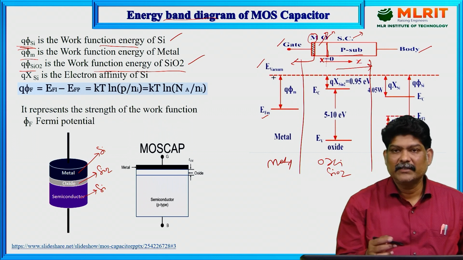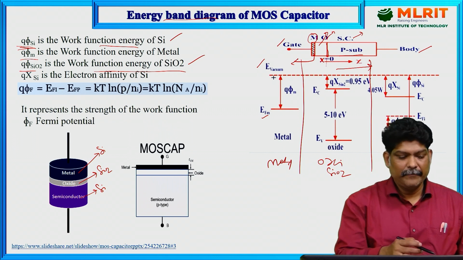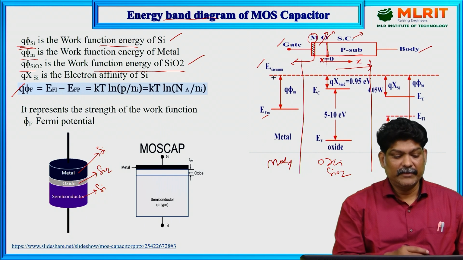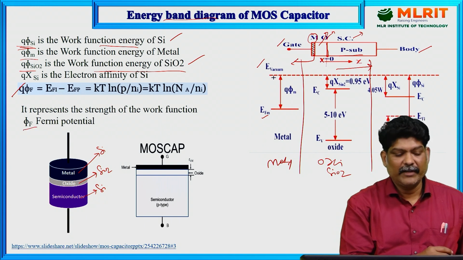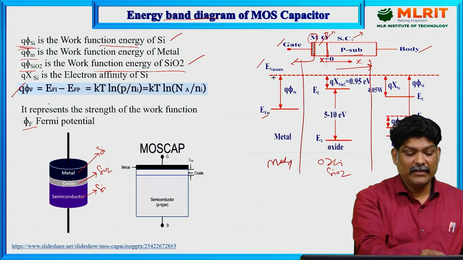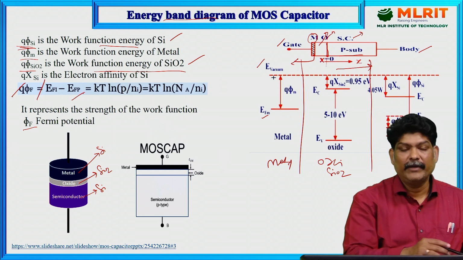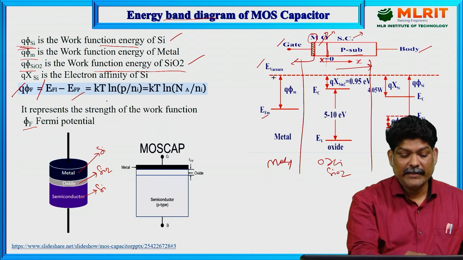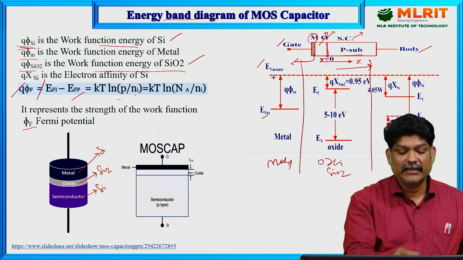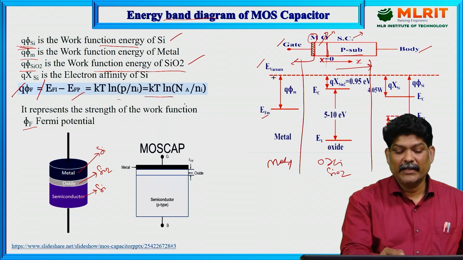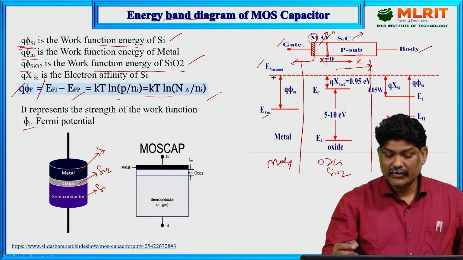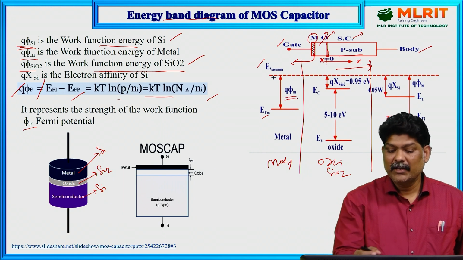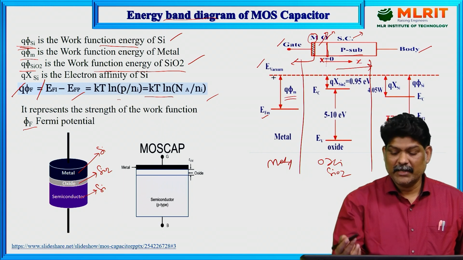So three different layers, three different work function energies, and the final Qφf represents the Fermi level. Qφf means the Fermi level energy function. It is given by EFi minus EFp, that is kT ln(p/ni) with intrinsic concentration, and for holes and electrons kT ln(Na/ni), acceptor concentration over intrinsic concentration. So that is given here, all related to the energy band diagram, conduction band and valence band.